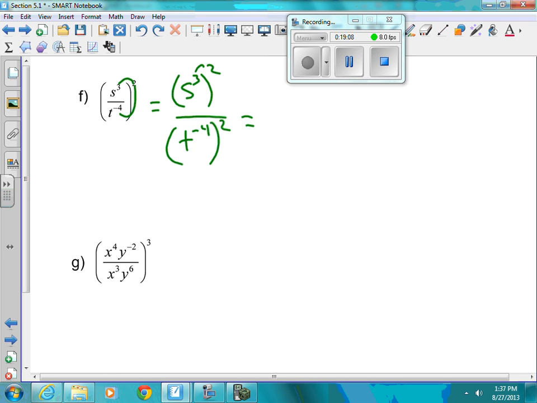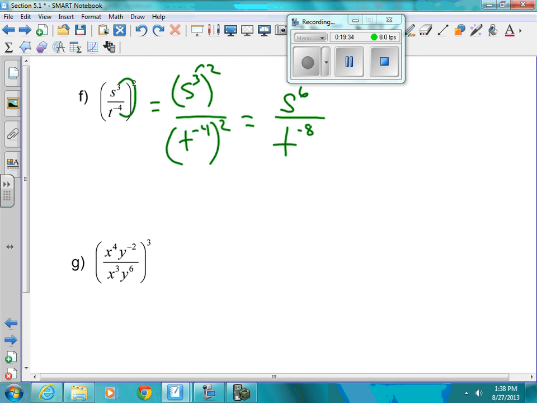We multiply. So the moral of the story is if there's already a power with these terms inside the parentheses, they're going to get multiplied. So do 2 times 3, not 2 plus 3. So we get s to the 3 times 2, which is 6. And we get t to the negative 4 times 2, which is negative 8.